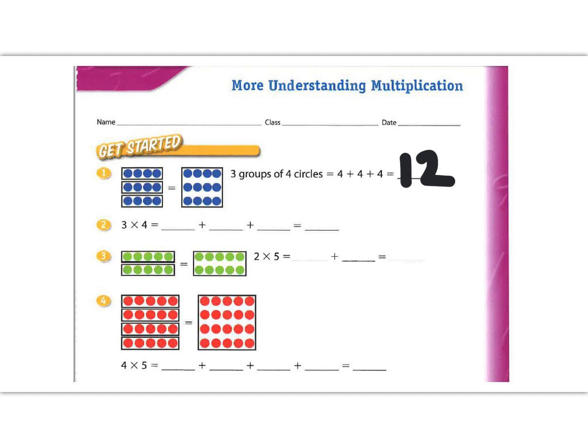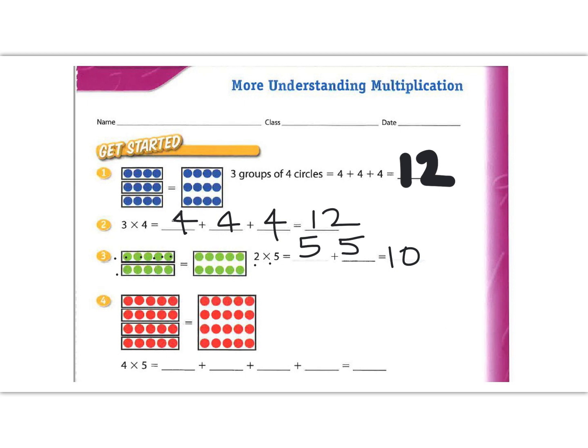The next one is 3 times 4. So same thing, 4 plus 4 plus 4 is 12. So 3 times 4 is 12. Here we can see we have 2 groups of 5. There's 2 groups, 1, 2, 3, 4, 5 in each one. 2 times 5 is 10, which is 5 plus 5, and that is 10.